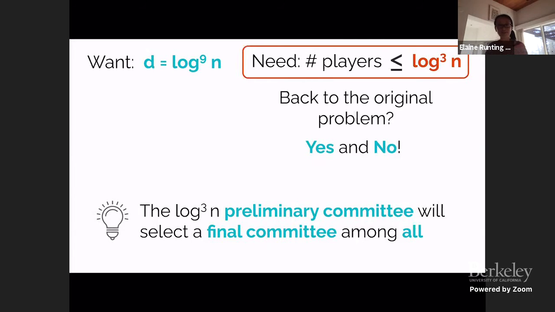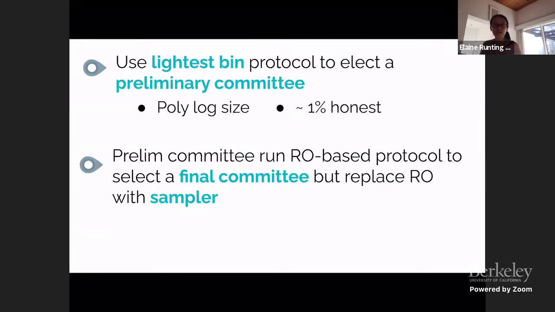Because of this key observation, we only need the preliminary committee to satisfy a weaker property. In other words, we only need enough honest players in the preliminary committee. We don't care about a coalition harming an individual or a small coalition benefiting itself for this preliminary committee. We just need some statistical property over the population. Fortunately, if we just want this weaker guarantee, there is actually a solution. We can run a single iteration of Feige's famous lightest bin protocol. I won't go into the lightest bin protocol, but just believe me that it works. Once we select down to this polylog size preliminary committee that's guaranteed to be 1% honest, we can then run this random oracle kind of protocol we've seen to select a final committee. But now we are not going to use a random oracle, we are going to use a sampler instead.